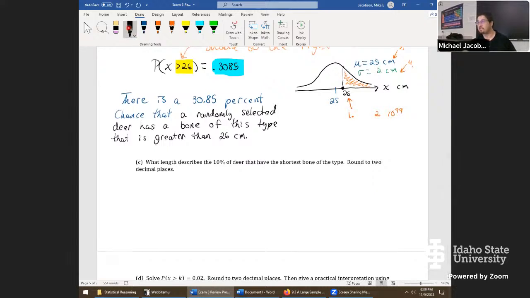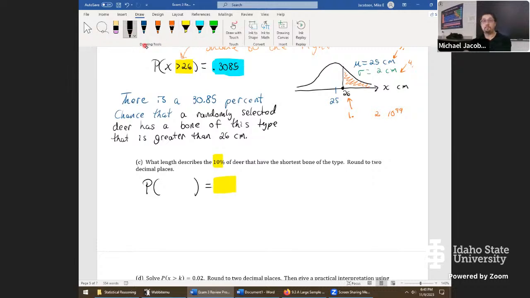So first thing we ought to do is, let's write down a probability function that goes with it. We want to find the probability, it says 10% of deer. Well, already that 10% is a big hint. If they give us a probability, it's going to go right here.